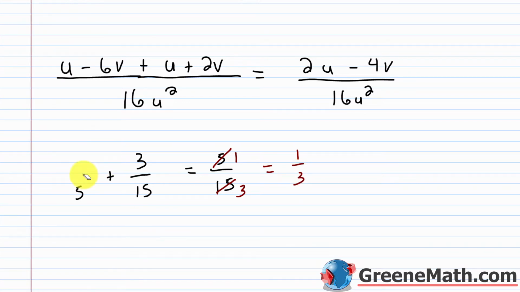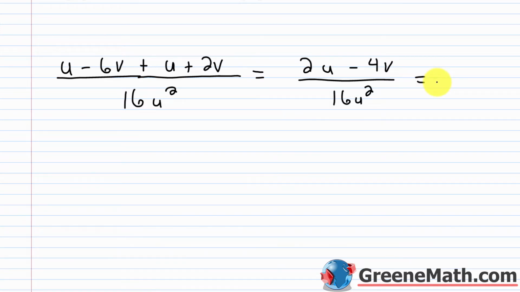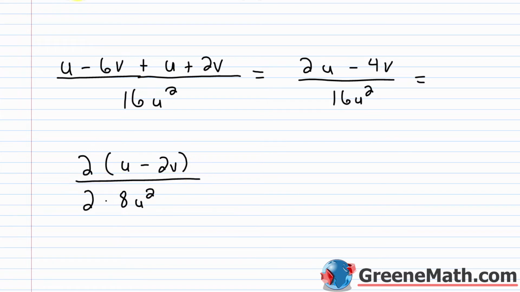So I'm going to do the same thing here. And all I really need to do is just factor it to see what the GCF would be. So in the numerator, I can pull out a 2. So this would be 2 times the quantity u minus 2v. In the denominator, I have a 16. Now, I don't need to write 2 times 2 times 2 times 2. I know 16 is 8 times 2. So I'll just write 2 times 8 and then times u squared. So I can see that I can cancel this factor of 2 with this factor of 2. And so I have reduced this rational expression to its lowest terms. So I have u minus 2v as my simplified numerator over 8u squared as my simplified denominator.